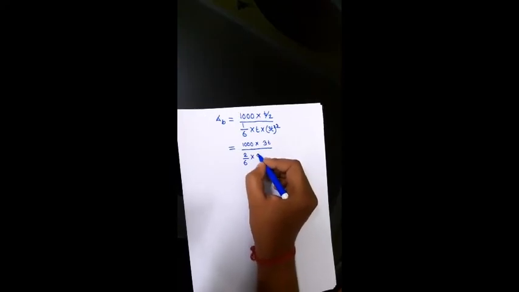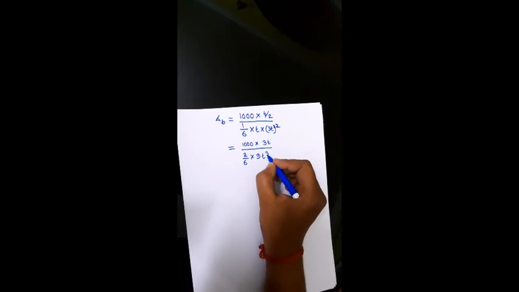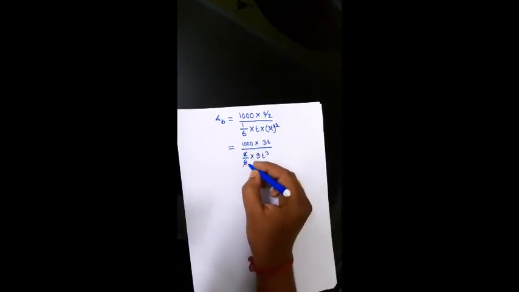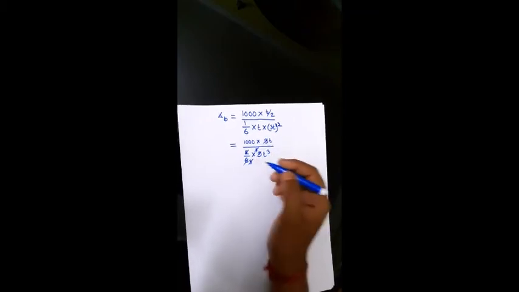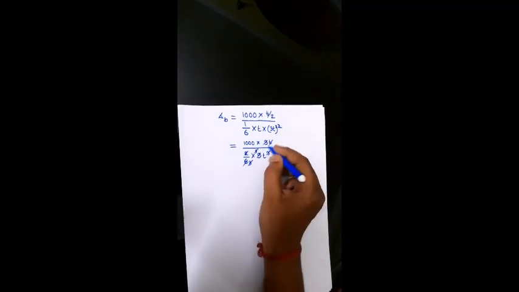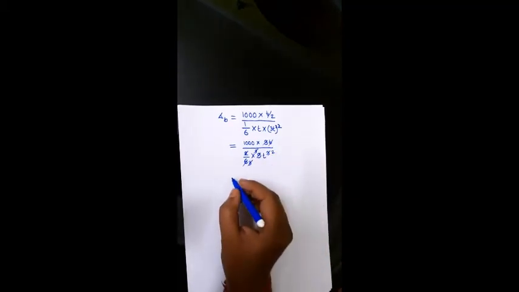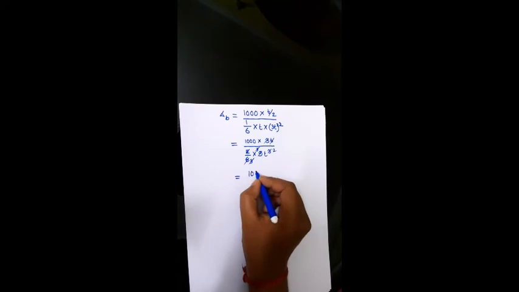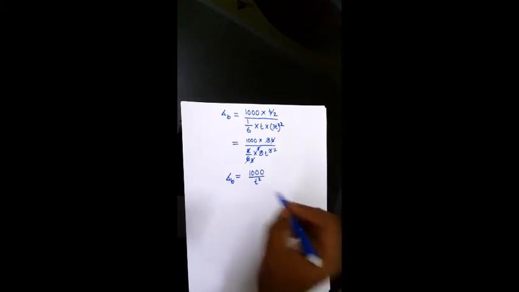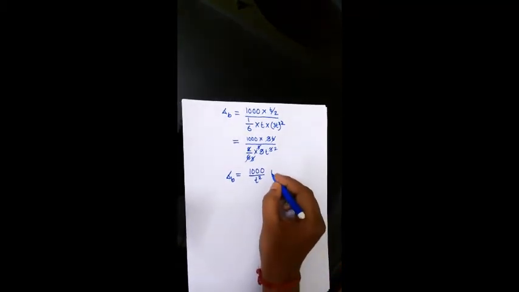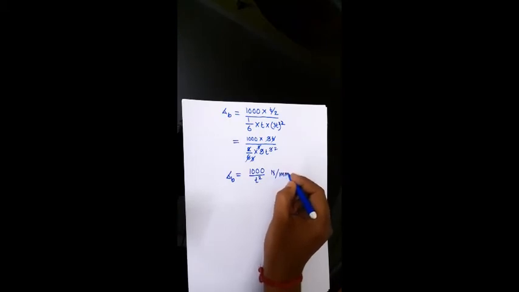into 9t cube. So if we calculate, this will be 3, and this will be calculated like this. The simplified value of sigma b will become 1000 by t square. So sigma b value becomes 1000 by t square, in Newton per millimeter square.